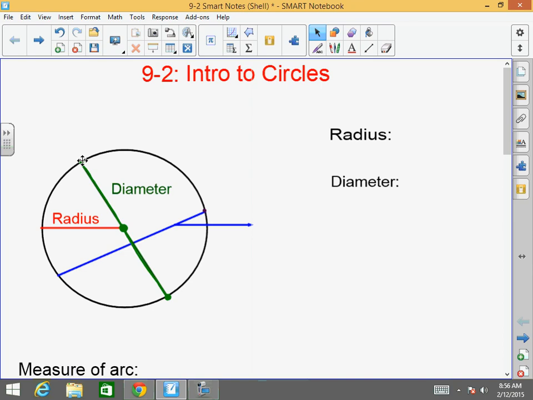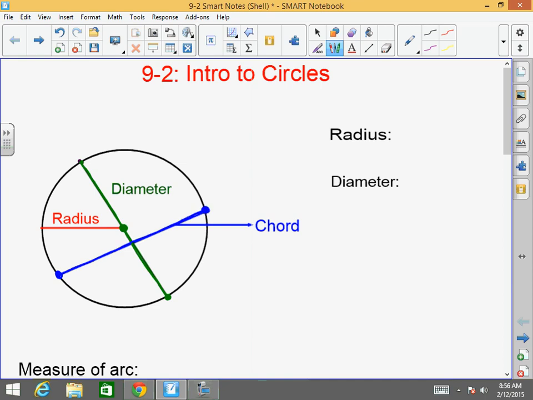That's the red one. And then this blue line here is very confusing sometimes, because people see it and say, wait a second, it goes from an endpoint on the circle to another endpoint on the circle. Shouldn't that be a diameter? No, that's actually called a chord. It's a chord because it is a segment that goes from one point on the circle to another point on the circle, but does it go through the center?